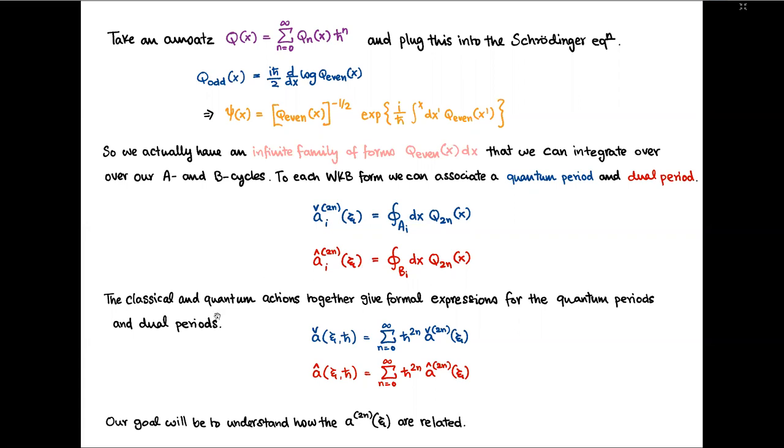Now, the classical and quantum actions together give formal expressions for quantum periods and dual periods. So I can sum these like this, and I'm going to get a formal expansion in both the energy and H bar, Planck's constant. And the goal of this talk will be to understand how the A to N of Xi are related, how these are related to each other.